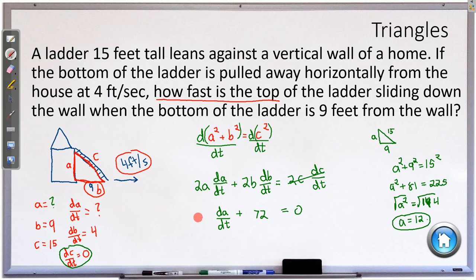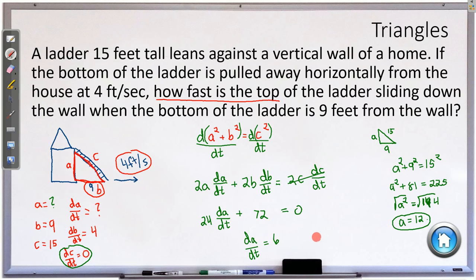So we have 12 times 2, which is 24. Make sure you multiply by that too. So subtract 72, divide by 12, you get dA dt is equal to 6, it looks like.